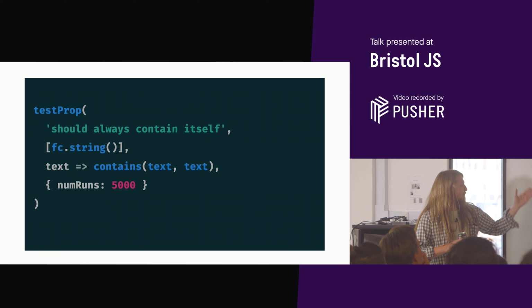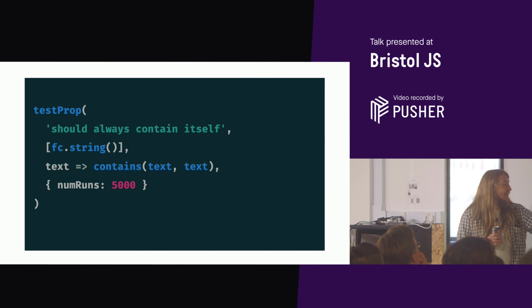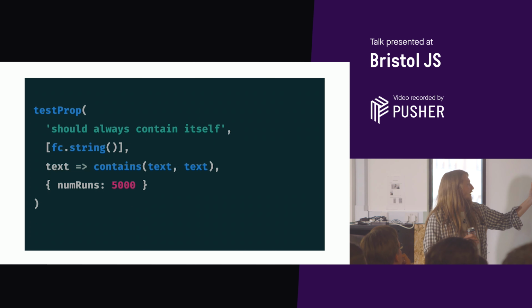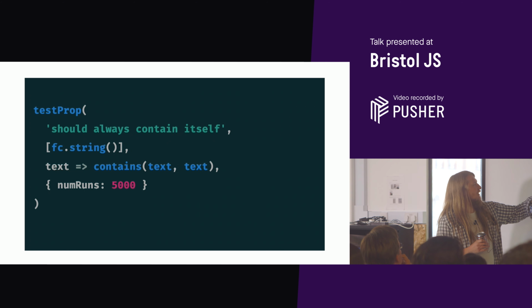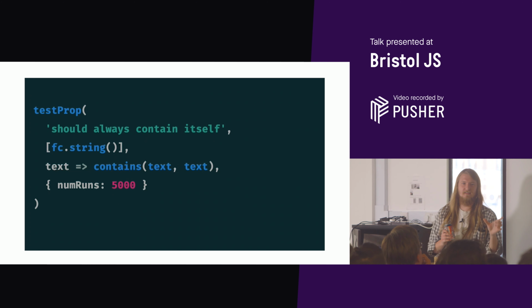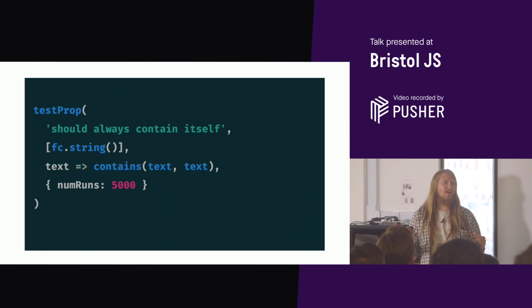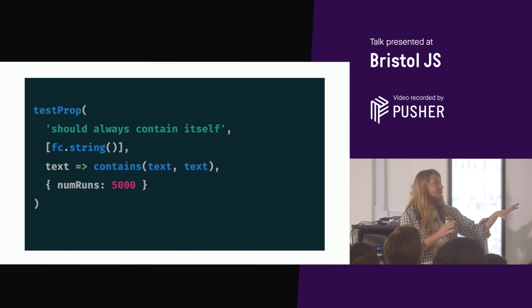I'll take you through it. You've got the body of the test here. Does text, if you pass it to contains text, does it contain itself? We run it 5,000 times. I'll explain what that means in a second. The thing you probably don't recognize is this bit here. If you can't read that, it says fc.string. So fc stands for FastCheck. You'll see that a lot in all these code examples. But the important point is that it's calling a function called string. This gives you back a generator. Now, a generator is not in the sense of a JavaScript ES 2015 or 2016 generator. It's not a generator function. It's not a generator object. It's a specific idea for property testing.